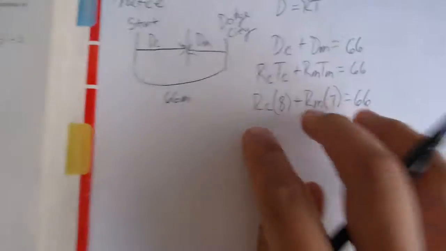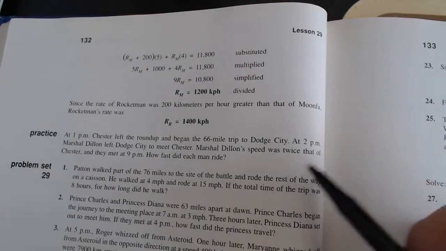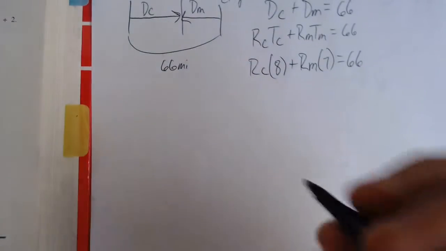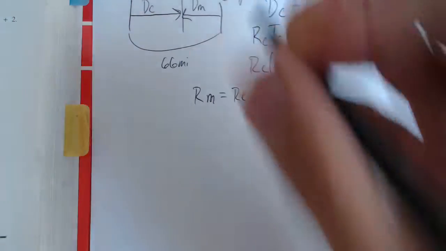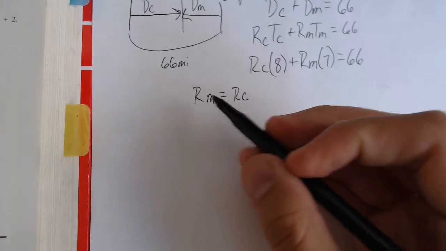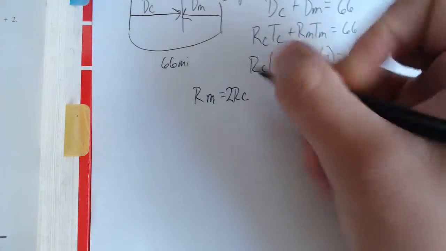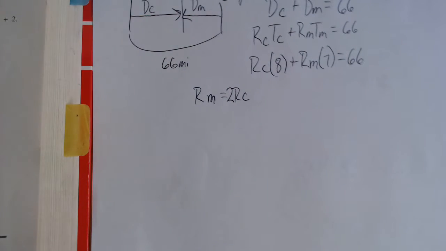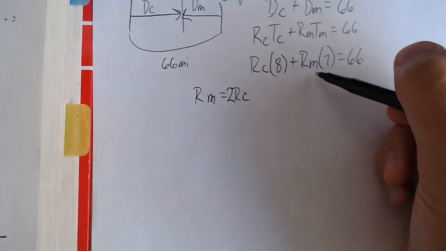Now I got to figure out something with their rates. So we go back to the problem. They tell us that Marshall Dillon's speed was twice that of Chester. So we have to turn that into an equation. So if the rate of M is twice the rate of Chester, what do I have to do to the rate of Chester to make this true? Because right now this is not true. The rates are not equal. He went twice as fast. So if I multiply the rate of Chester by 2, now that is true. If I double his rate, it's equal to his. So I can substitute 2RC instead of writing RM.